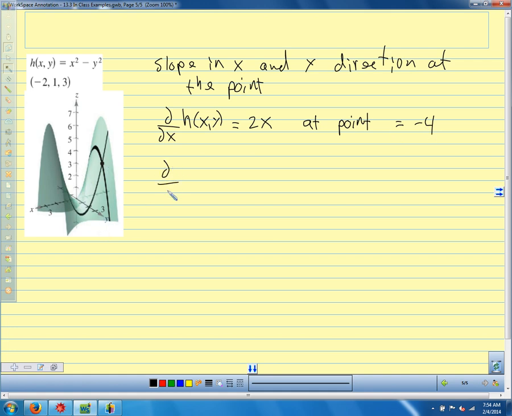And then our partial with respect to y of h of x, y. We consider x a constant. So the partial with respect to y of a constant is 0. So I get -2y. And at our point, we plug in y equals 1, and I get -2. So in the y direction, we decrease in height 2 units for every 1 unit we move in the y direction at that particular point. Questions there?